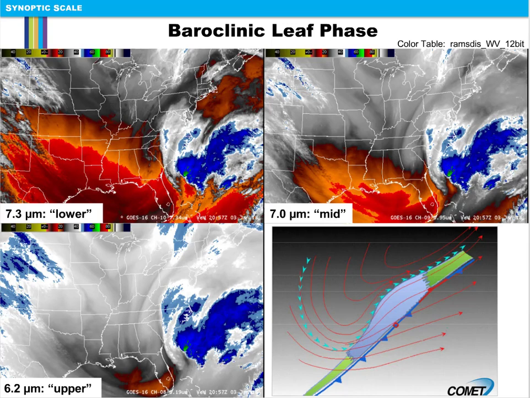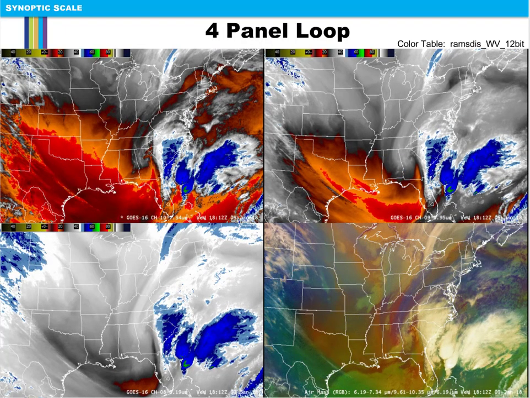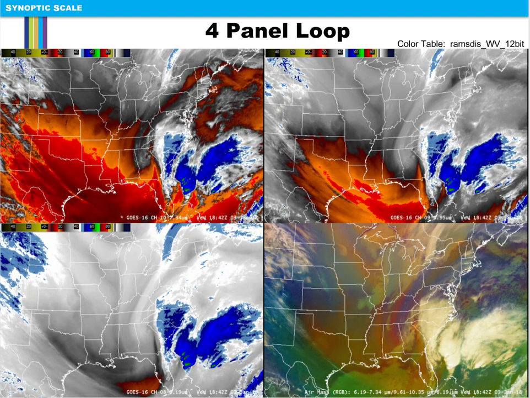Typically, you will observe increasing subsidence manifested by warming brightness temperatures in the dry slot at 7.3 microns. Then monitor for increasing depth of the subsidence region at 7.0 microns, and finally at 6.2 microns. The most intense cyclones typically have a well-defined dry slot at 6.2 microns. Assess trends in the areal coverage of subsidence, as well as the depth of it, by using the three water vapor bands in tandem.